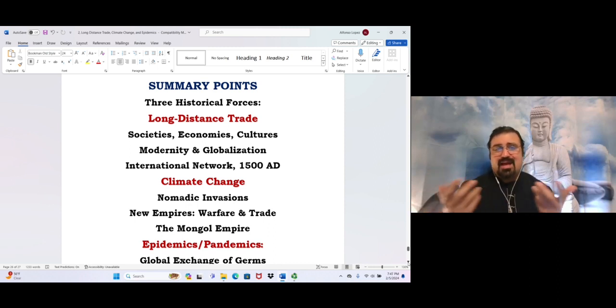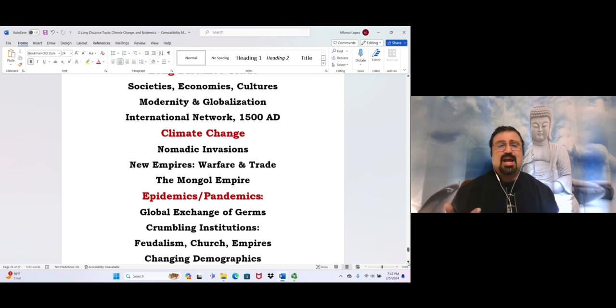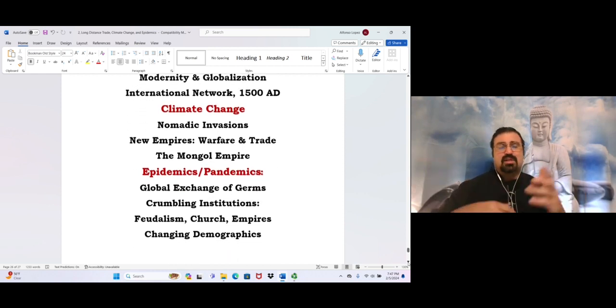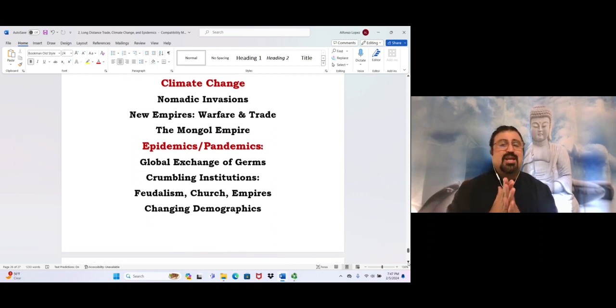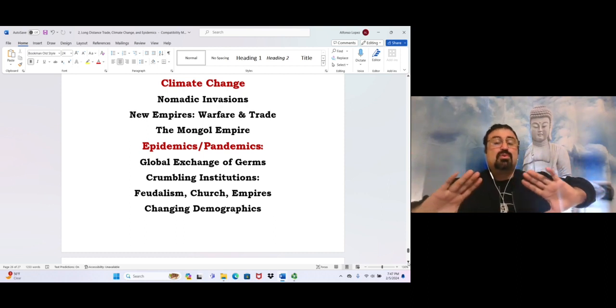By 1500, this has already, again, become a very well-established international network where the cultures, the technologies, the ideas, the commercial goods are flowing from one end of the globe to another. The other historical force is climate change that altered the relationships between nomads and sedentary groups, leading to the nomadic invasions. The nomads are invading the sedentary societies, like the Mongols invading China, for example, the Vikings in Europe, and so on. And that led to new empires based on warfare, expansion through warfare, but also through trade as well.